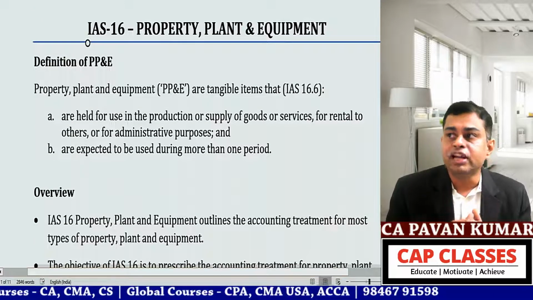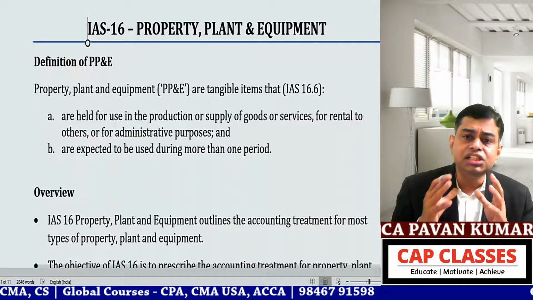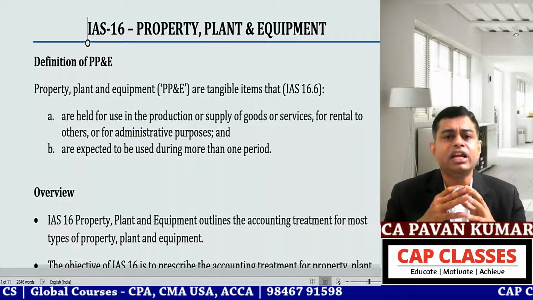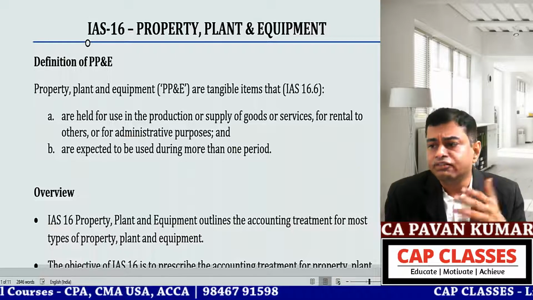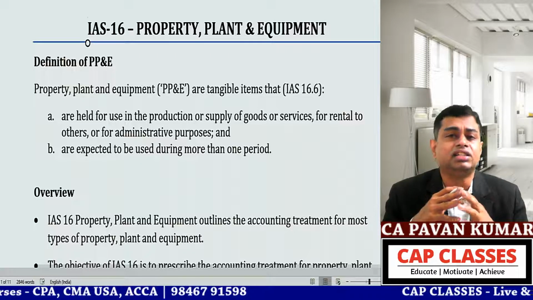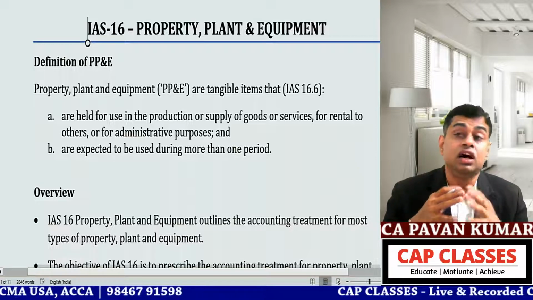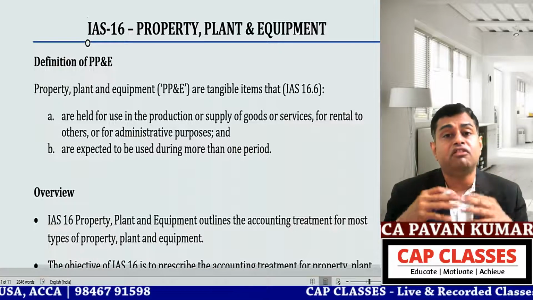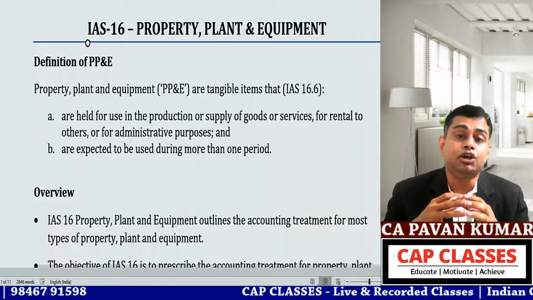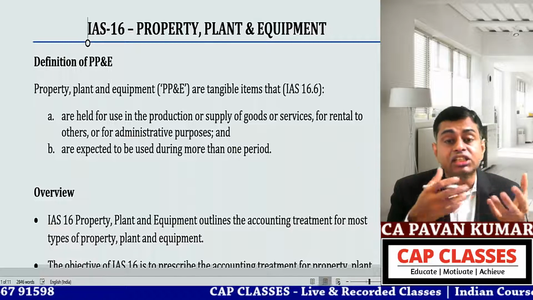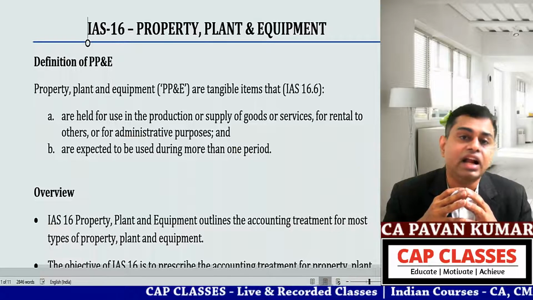Now, what is property? Property in general means land and building. What is plant and equipment? All the types of machinery, including computers, furniture, chairs, factories, equipment, motor vehicles, earth moving equipment. You have bulldozers, you have lifts, you have escalators, you have conveyor belts, or some machines which carry goods, etc. All these things put together we call plant and equipment.